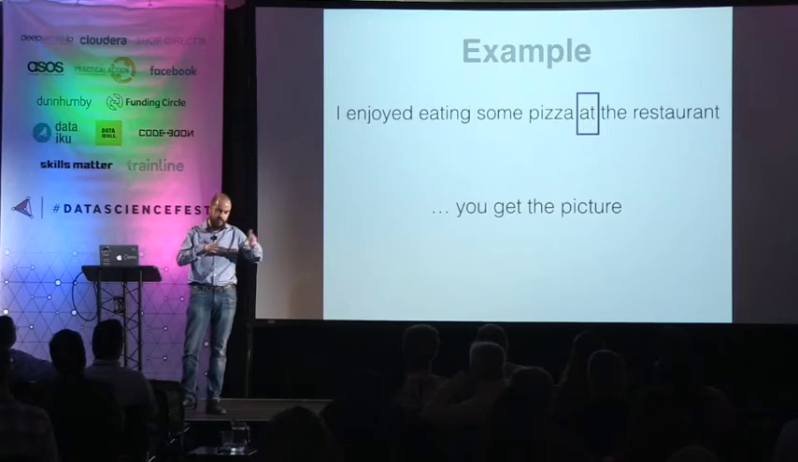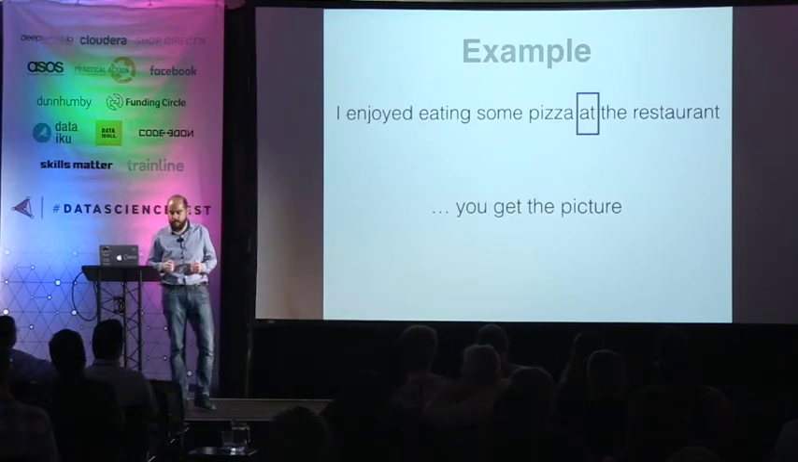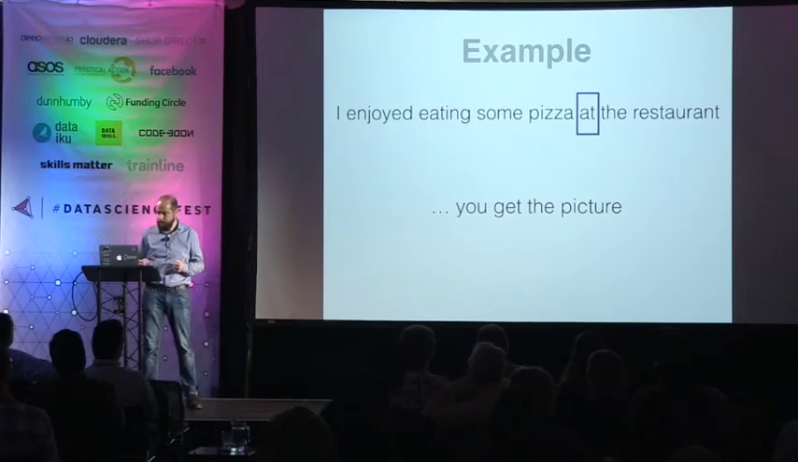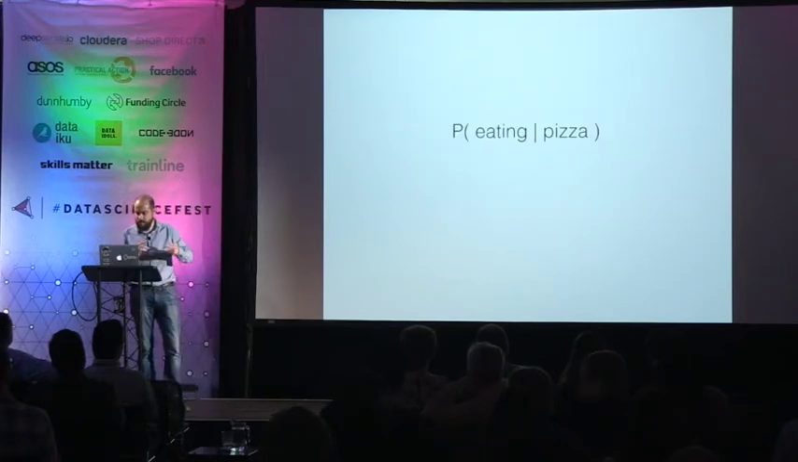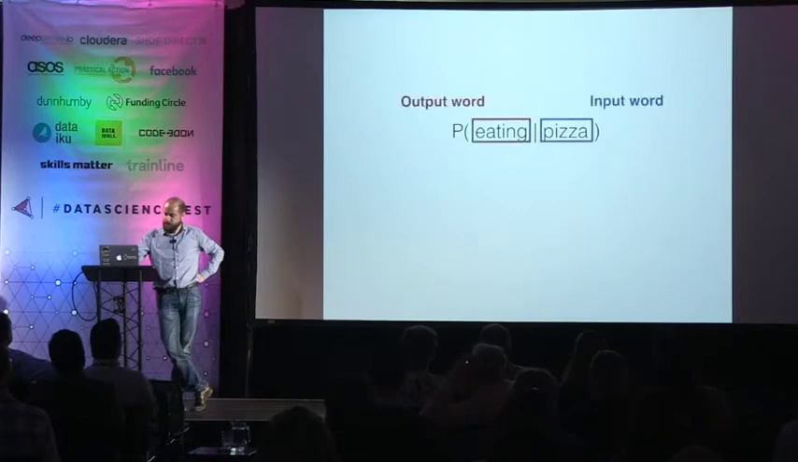We have two nested for loops, if you want, and then the heart of the matter is bumping up these probabilities. I keep saying bumping up the probabilities, but what's the probability of eating given pizza? We haven't defined it yet, so there are a couple of question marks here. So we call the focus word, pizza in this case, our input, and we call the context word our output.